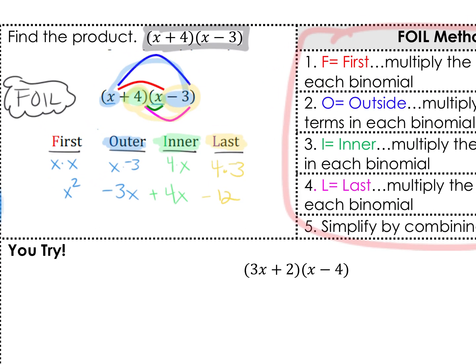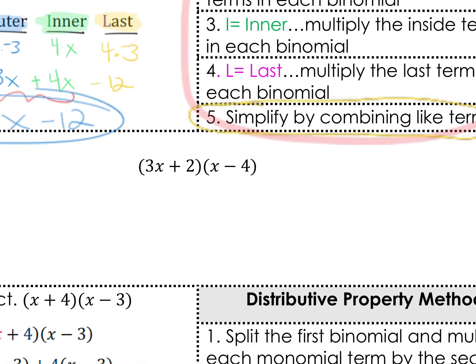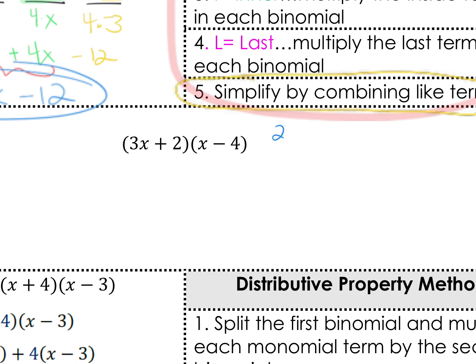Now, after you do first, outer, inner, last, if you notice our step 5 here, it says simplify by combining like terms. So the like terms are almost always those middle 2 guys. So I'm going to get x squared plus x minus 12. Okay, let's try another one. So 2 binomials.